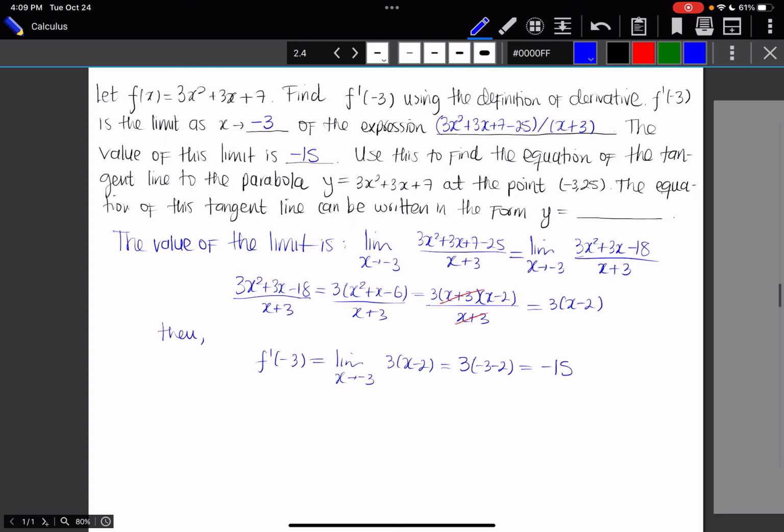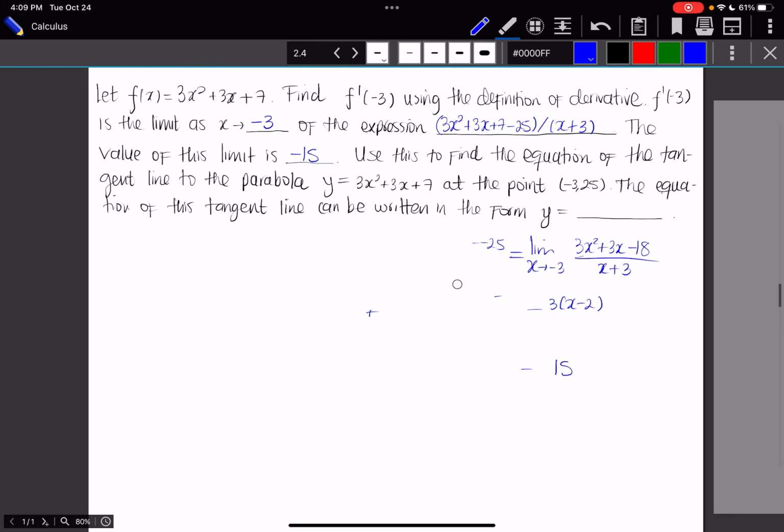Okay, so the value of the limit is -15. Let's move on to the second part of the question. They tell us, use this, that is the -15, to find the equation of the tangent line to the parabola, and the parabola is exactly the function we started with, at the point -3, 25. The equation of this tangent line can be written in the form y equals something. So let's find the equation of the tangent line to the parabola.